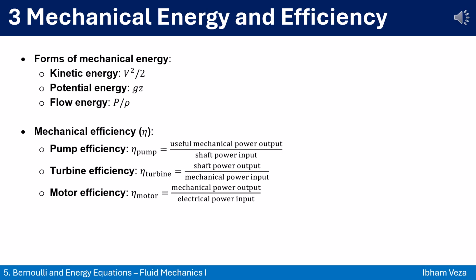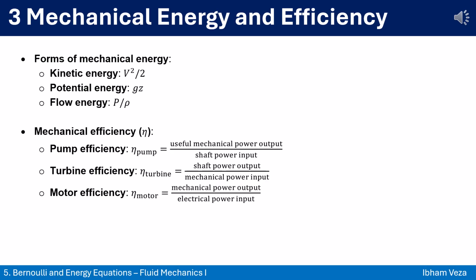3. Mechanical energy and efficiency. Here's where we break energy down into pieces you can actually use. In fluid systems, mechanical energy comes in three forms: kinetic, potential, and flow energy. Think of them as the motion, height, and pressure effects in a moving fluid. But real systems aren't perfect. That's where mechanical efficiency comes in.